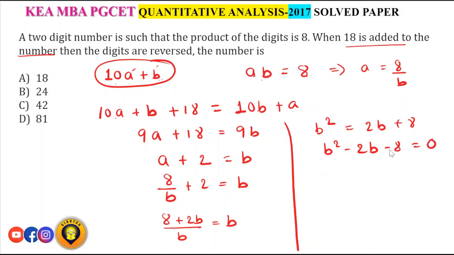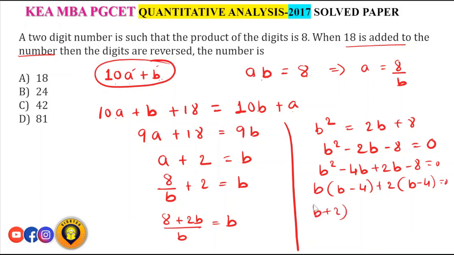So the numbers are 4 2s are 8. Therefore, B square minus 4B plus 2B minus 8 is equal to 0. B is common, B minus 4 plus 2 is common, B minus 4 equals to 0. So B plus 2, B minus 4. Therefore, B value will be minus 2 or B value will be plus 4. But B cannot take negative value, so B value is 4.